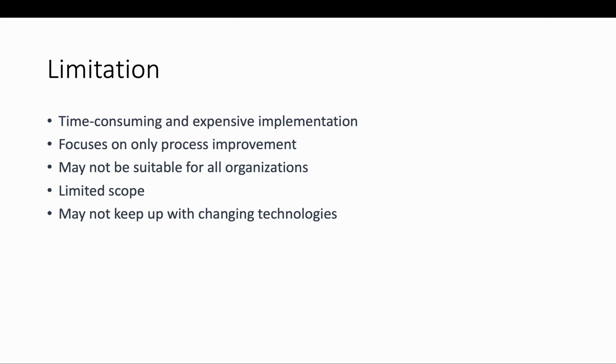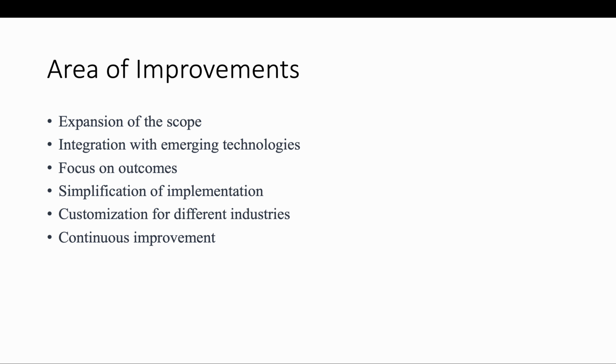So there are many emerging technologies like AI and machine learning that may have several benefits if they integrate with this model. So these are all areas of improvement that are identified for the maturity framework. First is the expansion of the scope, which means this model should cover areas like marketing, sales, and customer support to provide a more comprehensive evaluation of the organization's overall capabilities.